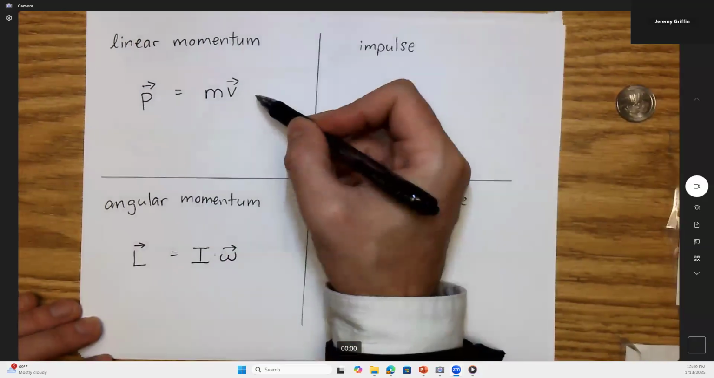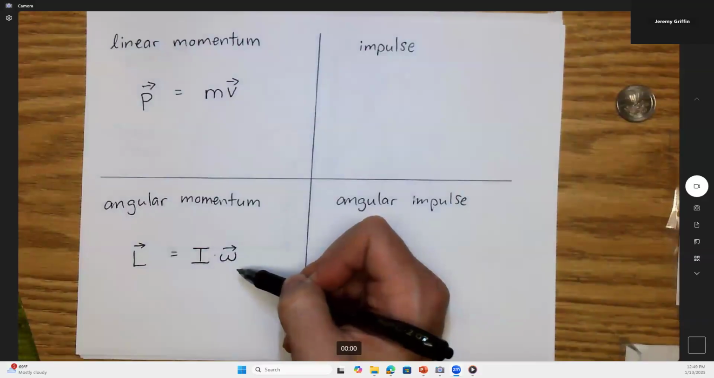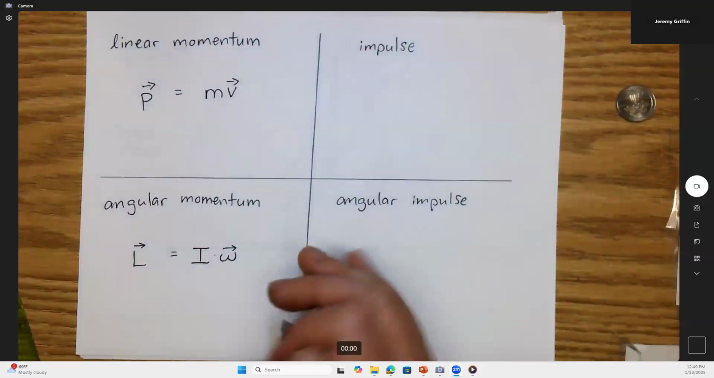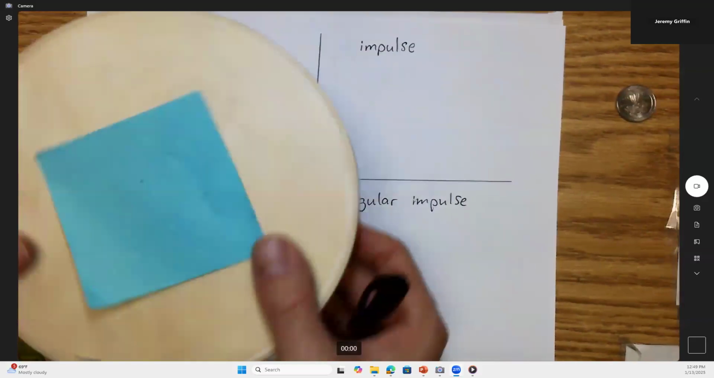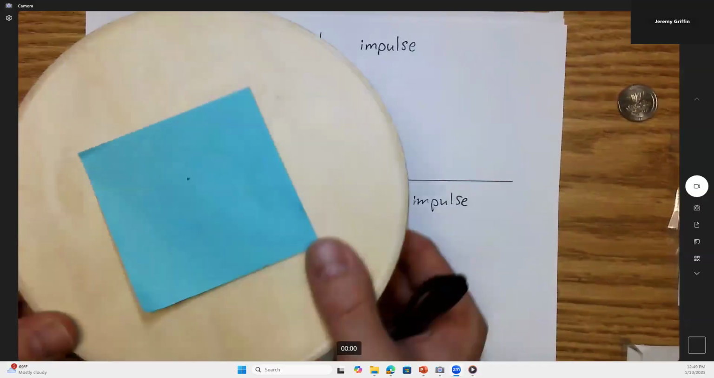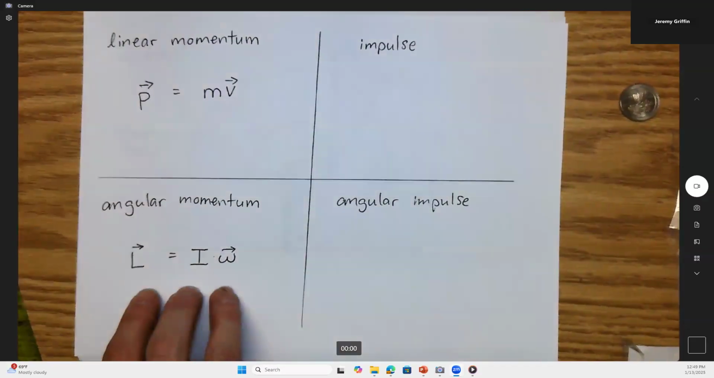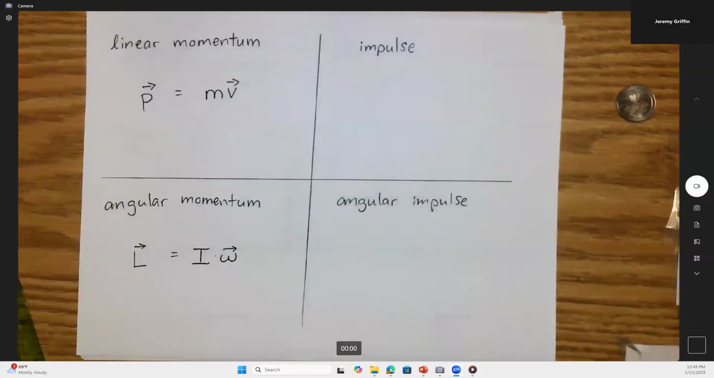So V, linear velocity, could be in meters per second. Omega, angular velocity, could be in radians per second. You guys remember that? So if I do I times omega, how much rotational inertia does this have, trying to rotate? Suppose you have a turntable, and how fast is it rotating? That's a property called angular momentum, and that wants to be conserved, kind of like linear momentum wants to be conserved.